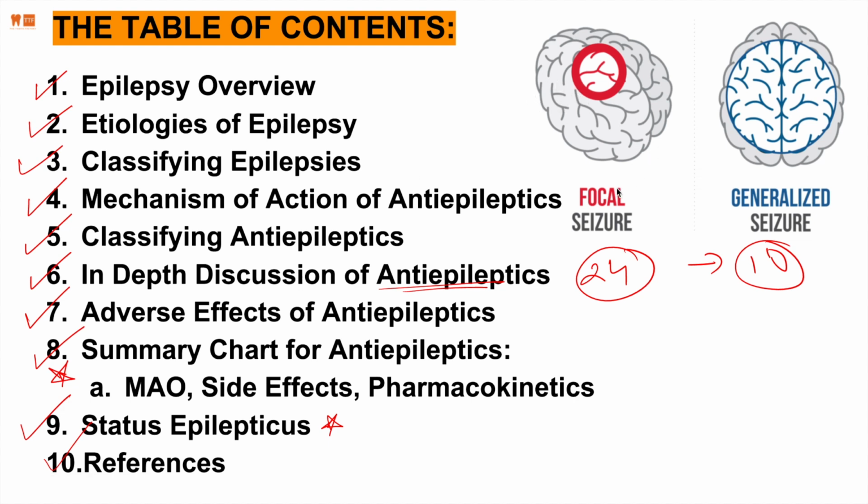There are mainly two types. There's focal and there's generalized. Focal means one area of the brain being affected, whereas generalized means all of them being affected, and in other words, it's referred to either as convulsions or seizures.